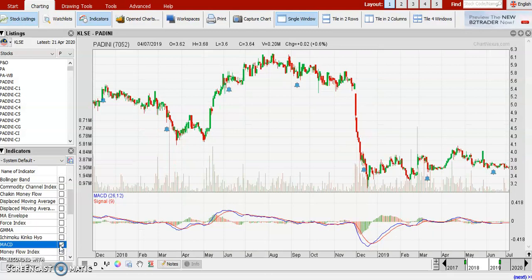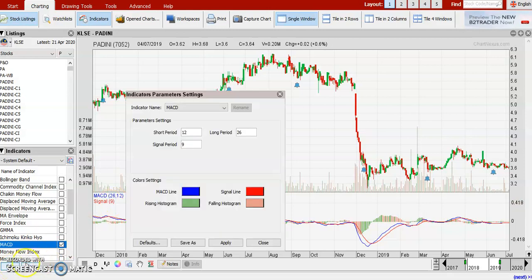If you want to see the settings for this MACD, as usual, we click the edit button. Then this dialog box will appear. If you want to change the parameter settings, we can see here that by default the short period is 12, the long period is 26, and the signal period is 9 days. Then there is the rising histogram and the falling histogram. I don't want to make any change in the parameters, so I just use the default parameters. I just apply and close.